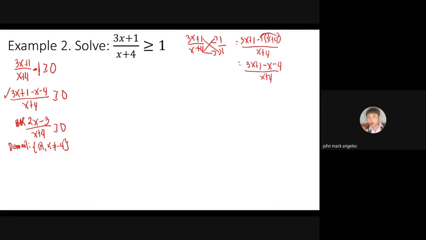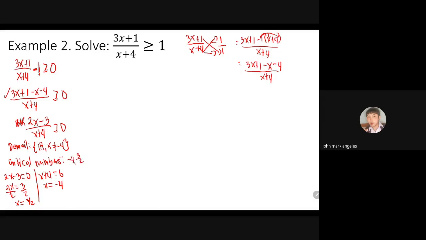Ang next step is hanapin ang critical number. Critical numbers, yun yung magpapa-0 sa denominator. Since ang ating numerator ay naka-factor na, ang denominator ay naka-factor na rin, pwede na tayong maghanap diretso ng critical number nang hindi na sila pina-factor kasi naka-factor na siya. So 2x minus 3 at saka yung isa x plus 4. Ito ay 2x equals 3. So x natin dito ay equal kay 3 over 2. Isa sa magpapa-0 sa ating given ay 3 over 2. Ito naman, ang isa din sa magpapa-0 ay negative 4. So ang critical number natin ay negative 4 at 3 over 2.